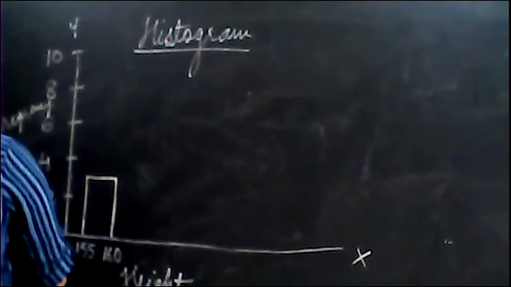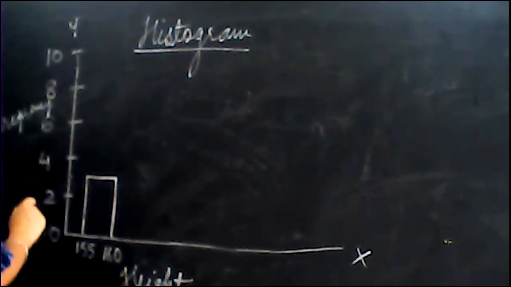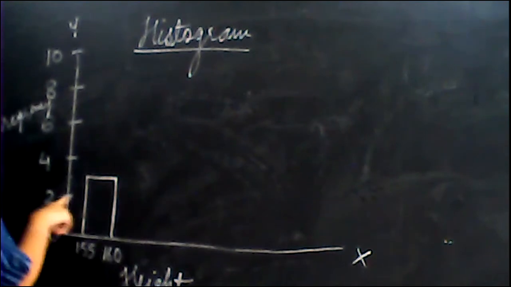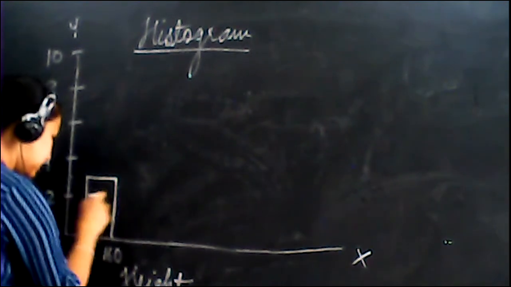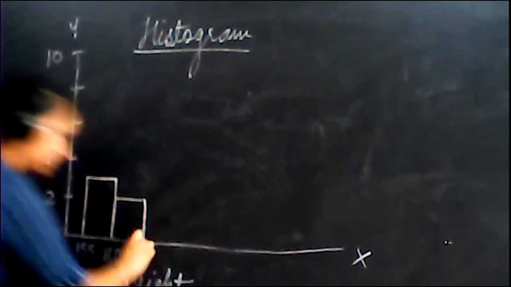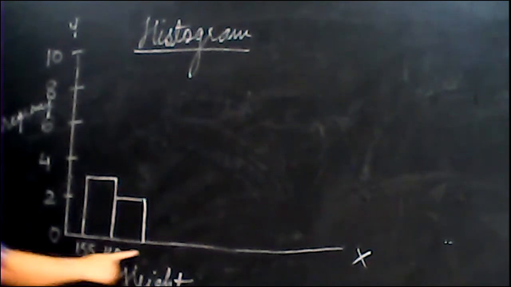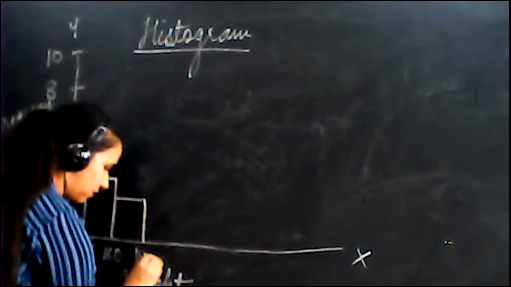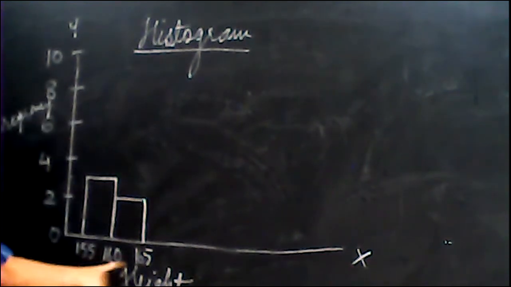Now the next one is 160 to 165 and the frequency which is given to us is 2. It is this 2. So how we will mark here? This is, we will mark it like this. Right? So this is 160 to 165. Right?